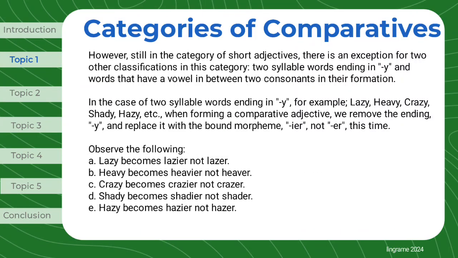However, still in the category of short adjectives, there is an exception for two other classifications in this category: two-syllable words ending in y and words that have a vowel in between two consonants in their formation. In the case of two-syllable words ending in y, for example, lazy, heavy, crazy, shady, hazy, etc., when forming a comparative adjective, we remove the ending y and replace it with the bound morpheme -ier, not -er this time.